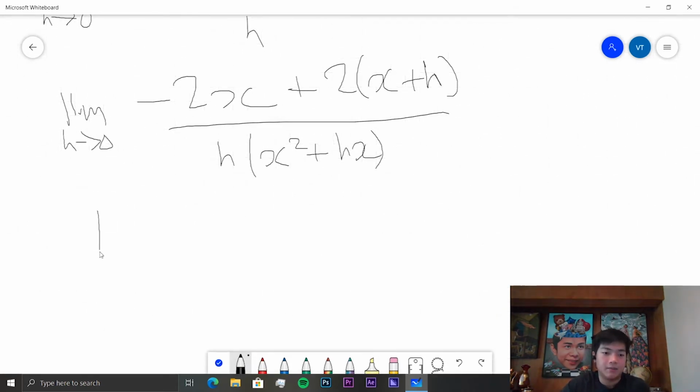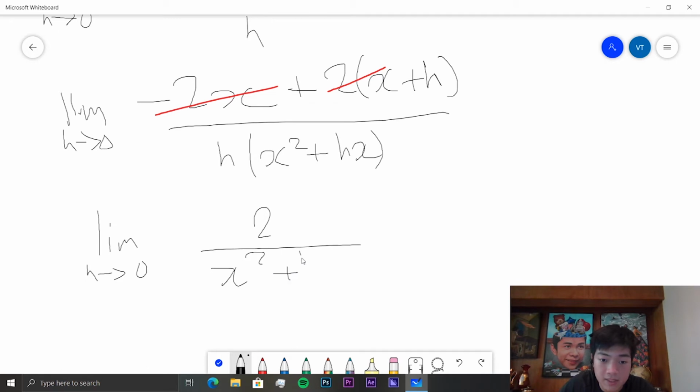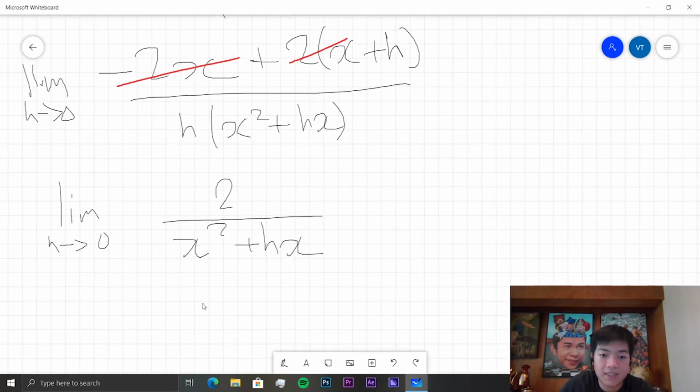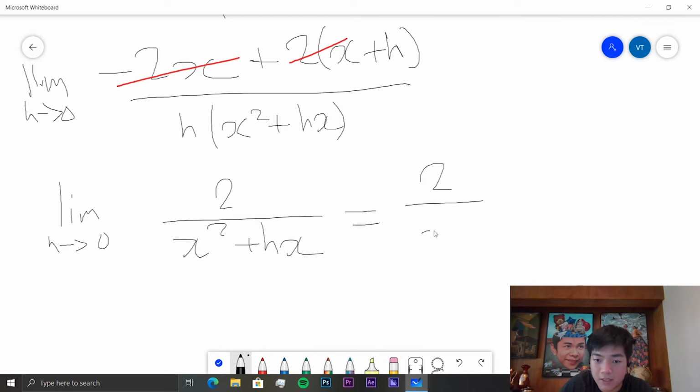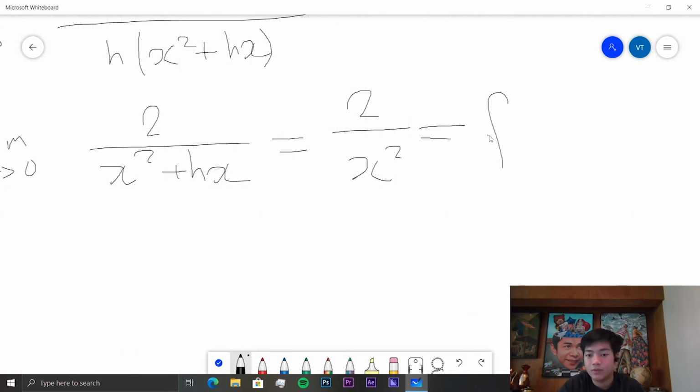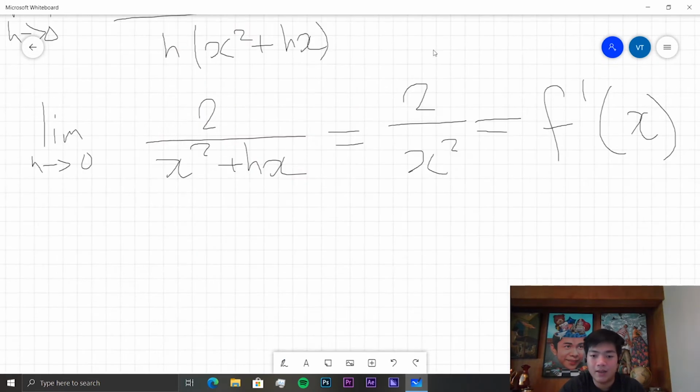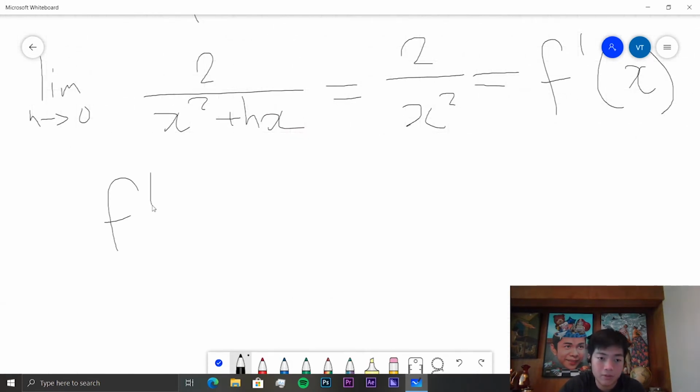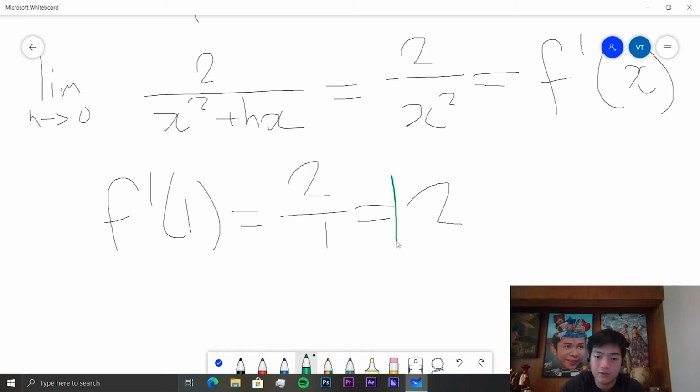And so what is this? Well, we have the limit as h tends to 0 of, we can cancel this out. So this is simply 2h over h times x squared plus hx, or 2 over x squared plus hx. So as h tends to 0, this will simply be equal to 2 over x squared, since hx will tend to 0. So that is the derivative of this function. So we need to find the value of the derivative at 1, so that's simply equal to 2 over 1, which is equal to 2. So the derivative will be 2 at the point 1.